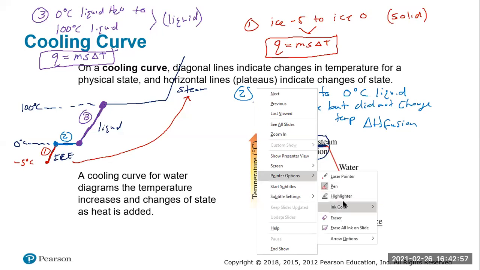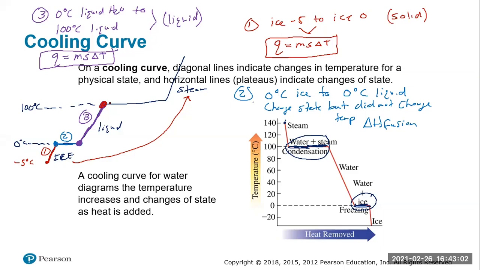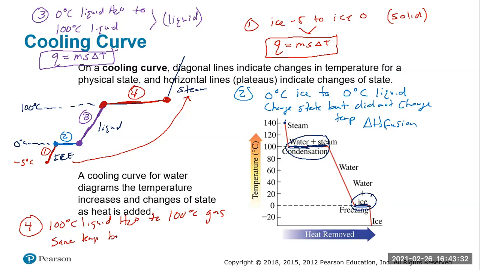So we want to get to steam. We're still not actually there yet, believe it or not. The next thing that would occur is we need to go from 100 degrees Celsius liquid water to 100 degrees Celsius steam. So number 4 here would be taking it from 100 degrees liquid water to 100 degrees gas, basically our steam. And that is the same temperature, but a different state.